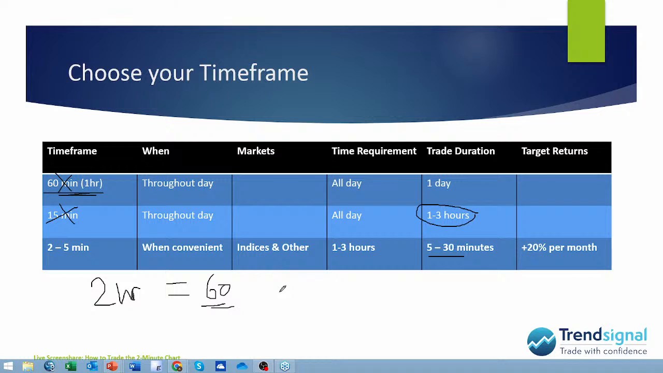So what you're not doing is forcing trading into 2 hours. You're trading in an appropriate way according to an amount of time that you can conveniently fit within your day-to-day.